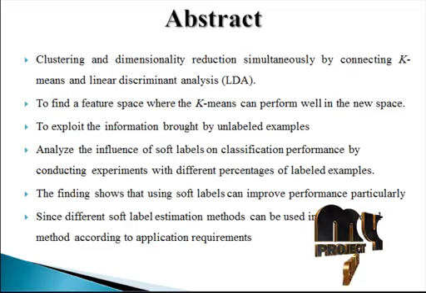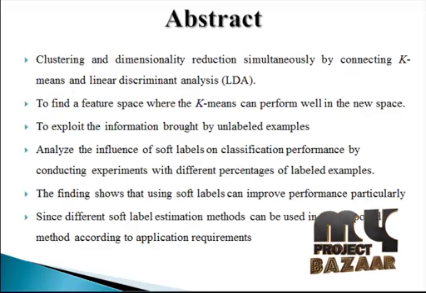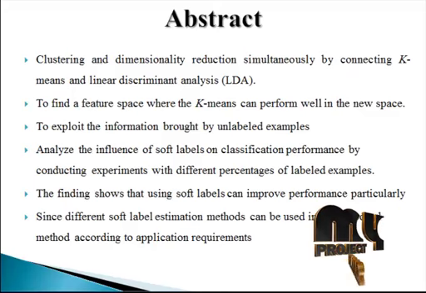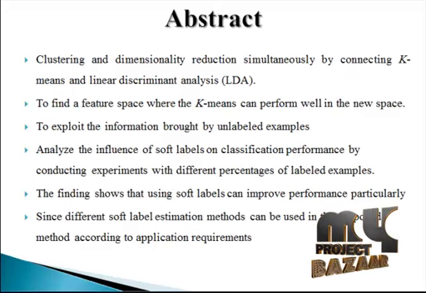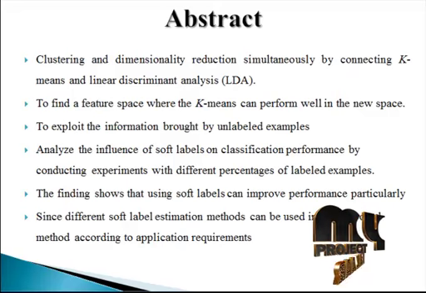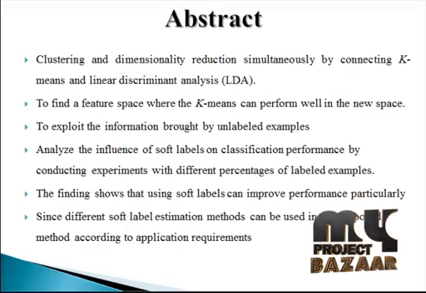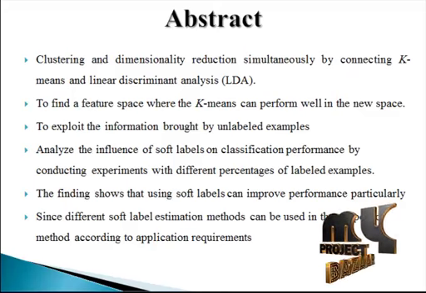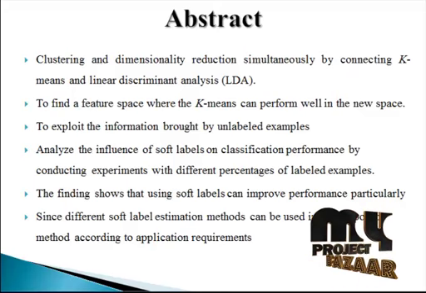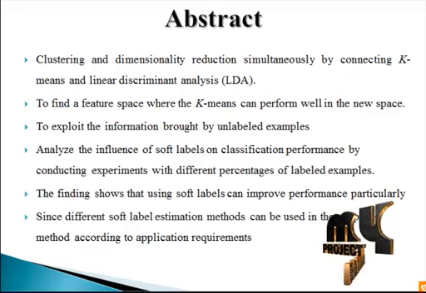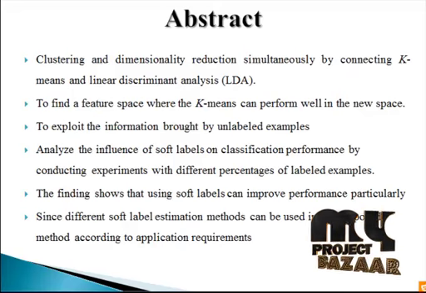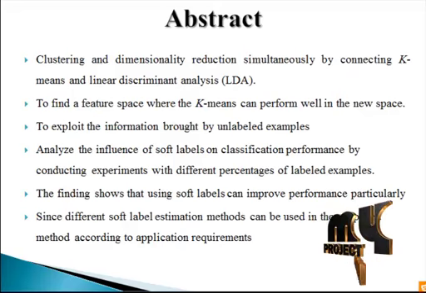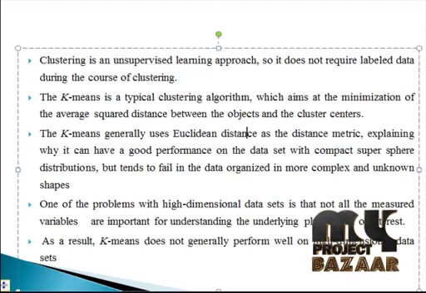To exploit the information brought by unlabeled examples, we analyze the influence of soft labels on classification by conducting experiments with different percentages of labeled examples. The findings show that using soft labels can improve the performance, particularly since different soft label estimation methods can be used in the proposed method according to application requirements.